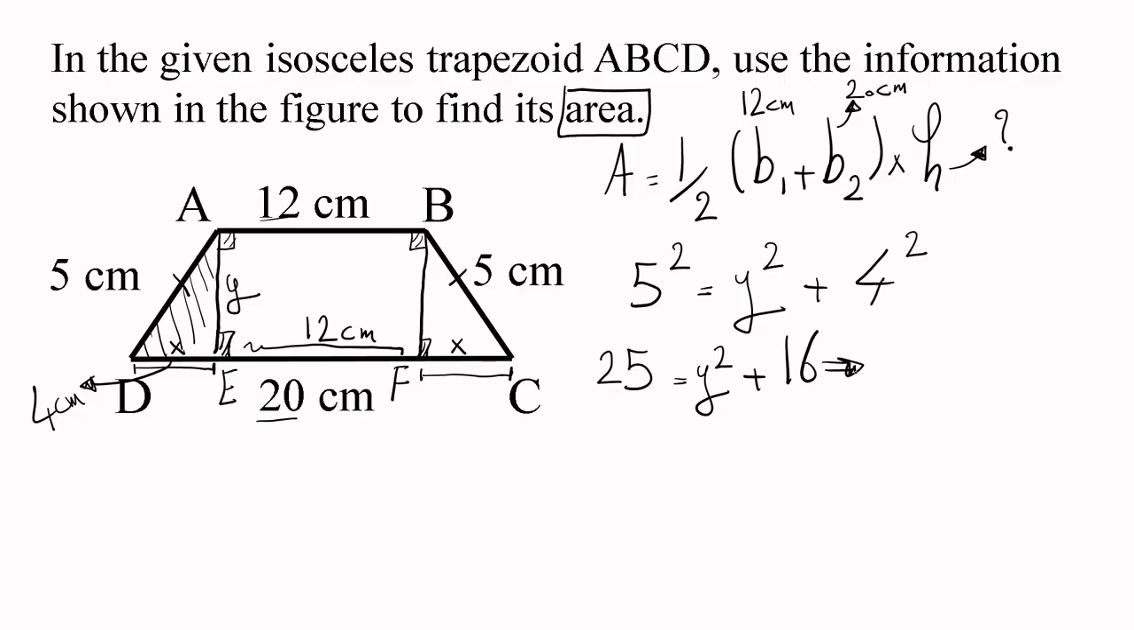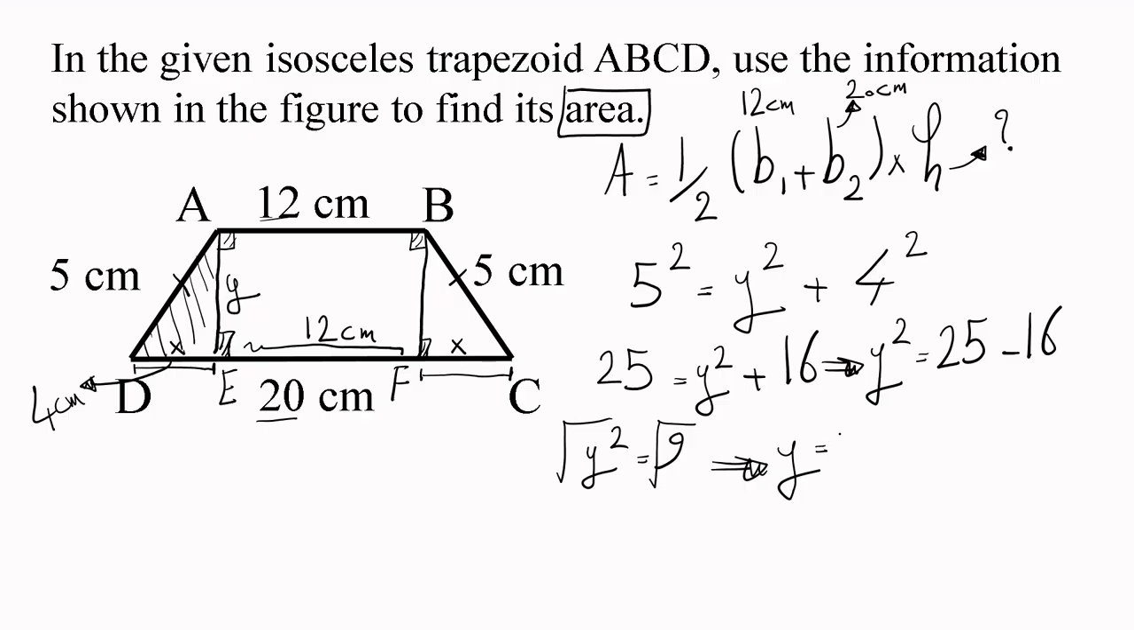So let's flip the sides of the equation. Y squared is equal to 25 minus 16. So y squared would be 9, and I'm gonna take a square root from both sides. Really easy. So y would be 3.